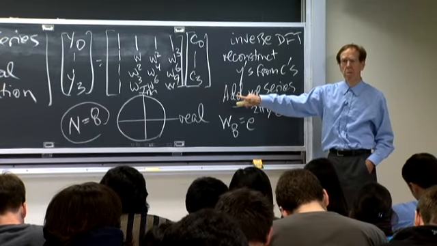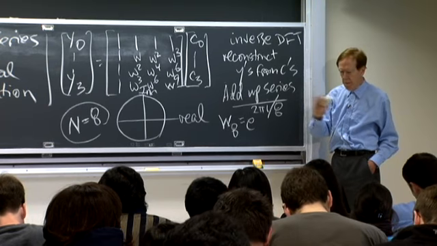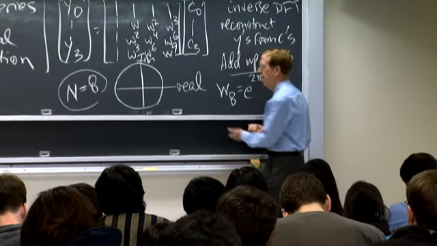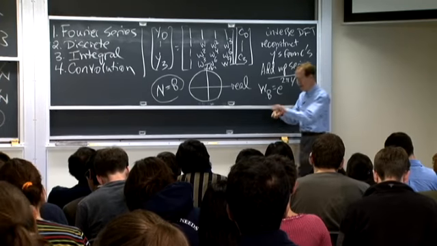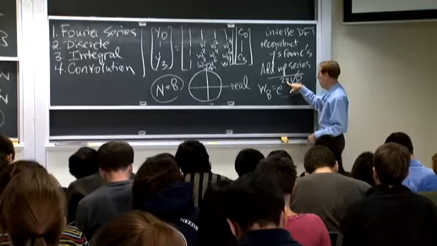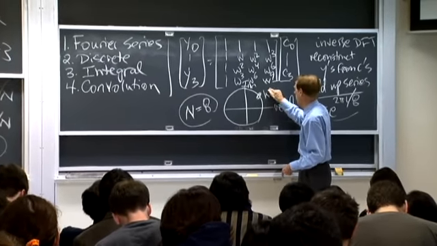Is it on the circle? Absolutely. This discrete Fourier transform never gets off this circle. And in fact, it never gets off 8 points on the circle, which are the 8 equally spaced points. This says go 1/8 of the way around, which will be here. So there's W8.